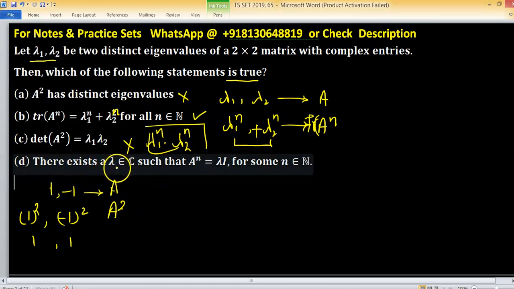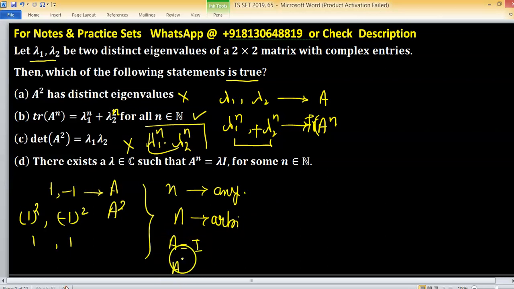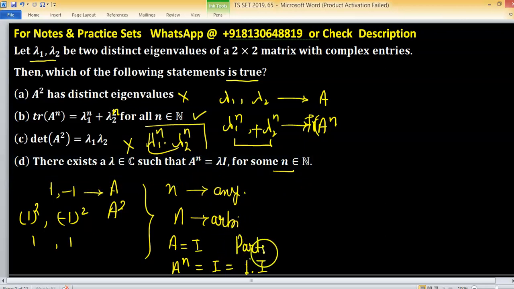Now, there exists a lambda belonging to C such that A raised to the power n equals lambda I. For this part, we have to choose n for some, and A is arbitrary. So if I select matrix A equal to identity, then A raised to the power n equals identity, and we can write 1 times the identity matrix. So it is okay for some n, but this is particularly true, so you cannot choose option D on this basis.